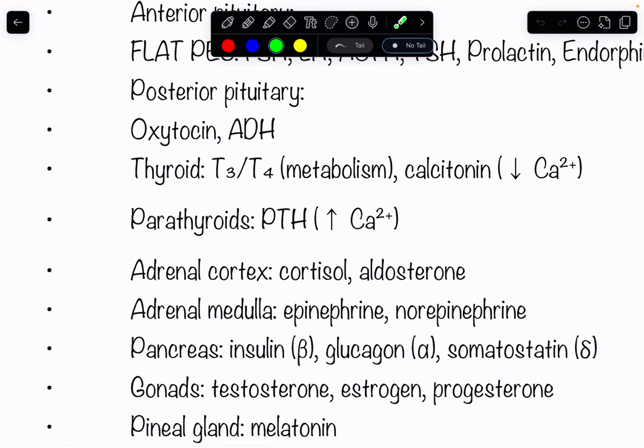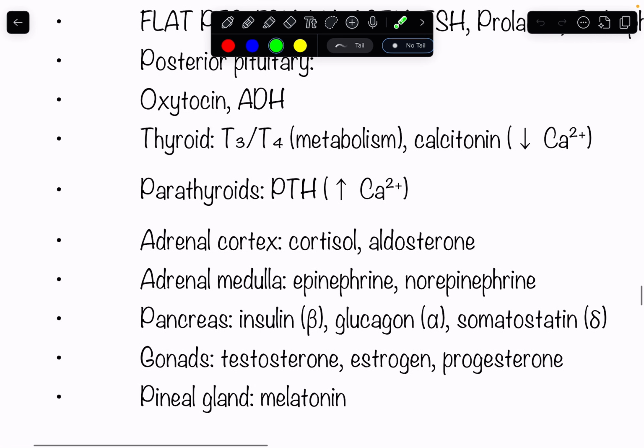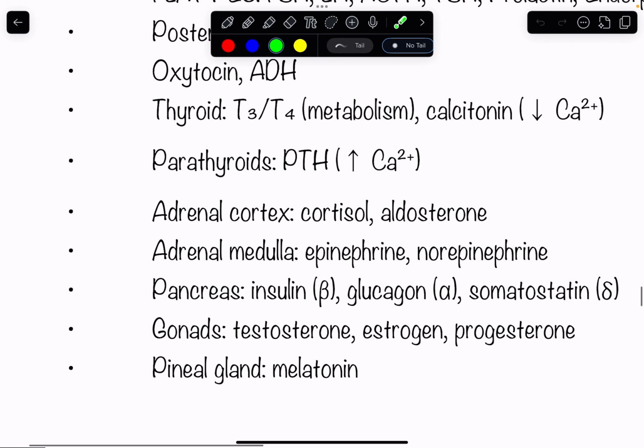You need to know your thyroid hormones regulate metabolism. You need to know calcitonin decreases calcium in the body. You need to know your parathyroid hormone increases calcium. I know this is a lot, but you gotta do what you gotta do. You need to know your adrenal cortex releases cortisol and aldosterone. Your adrenal medulla releases epinephrine and norepinephrine.